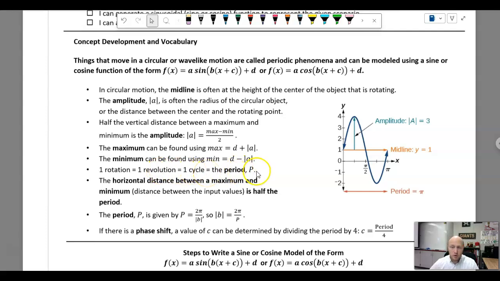Just something to remember, one rotation is one revolution, which is equal to one cycle, and that is what we would call period. The horizontal distance between a maximum and a minimum is half of the period. So this is something that is important to remember. Sometimes they'll give you the distance between max and min. That's going to be half of your period.